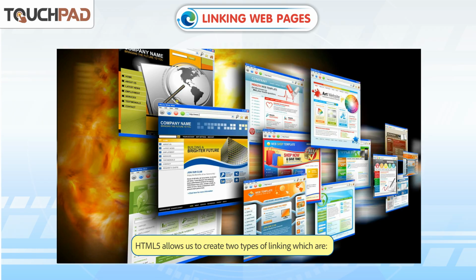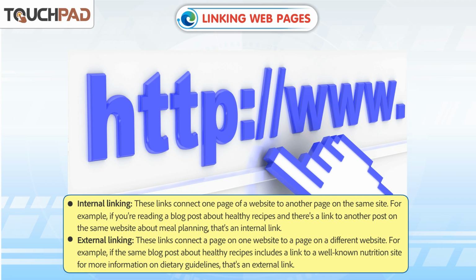HTML5 allows us to create two types of linking. The first is internal linking. These links connect one page of a website to another page on the same site. For example, if you're reading a blog post about healthy recipes and there's a link to another post on the same website about meal planning, that's an internal link.